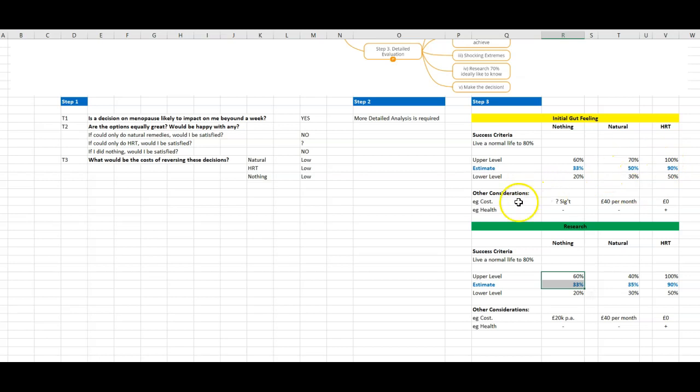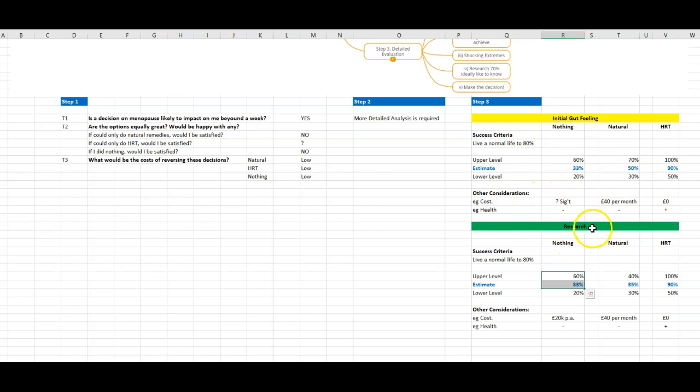Other considerations might be the costs. The cost of doing nothing could be really significant if I lose my job, etc. The costs of natural remedies could be £40 a month. The cost of going on HRT on the NHS would be zero. Health-wise, there are other implications according to the different options, but I need to do some research to really understand these. So there's my initial gut feeling.